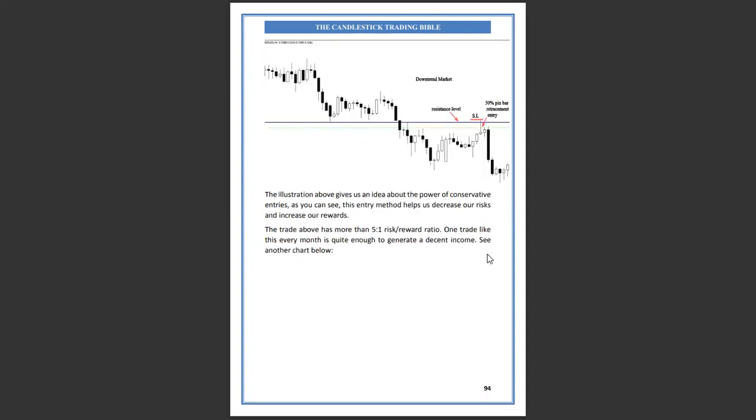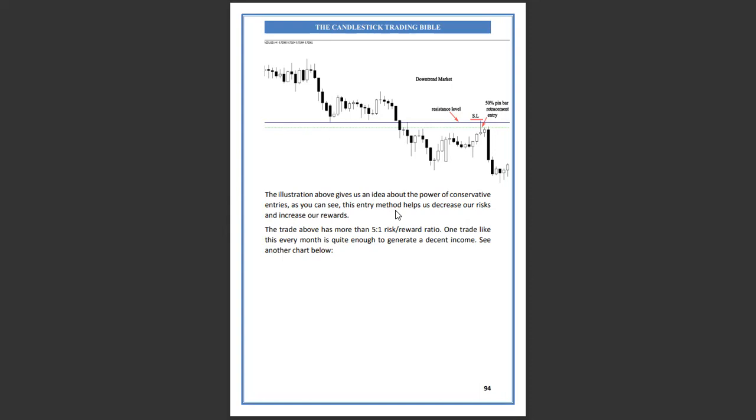Okay, you can see this chart. Downtrend, market resistance level, 50% pin bar retracement entry, stop loss. So you can see everything is there in the chart. The chart shown above gives us an idea about the power of the conservative entry. As you can see, the entry method helps us decrease our risk and increase our reward.